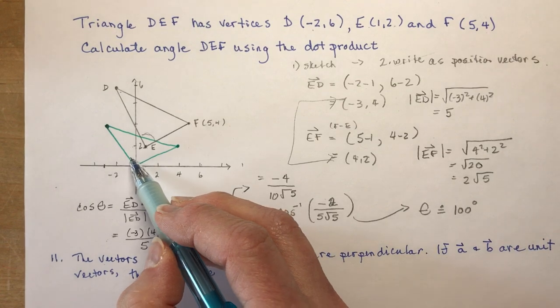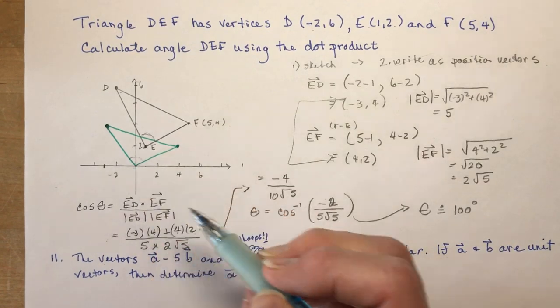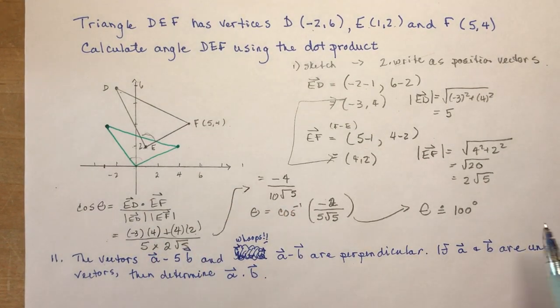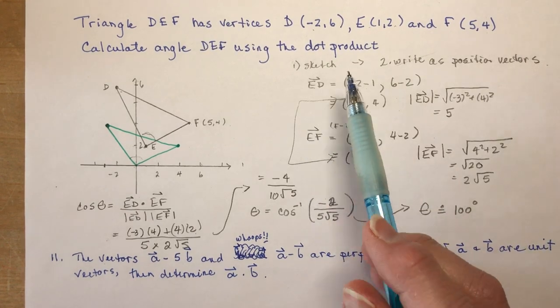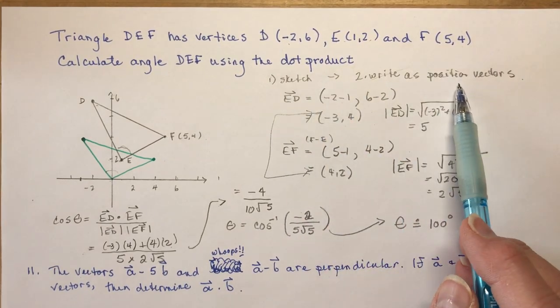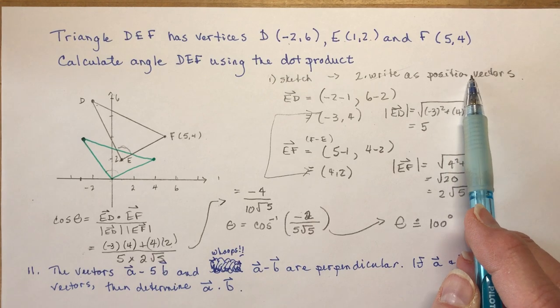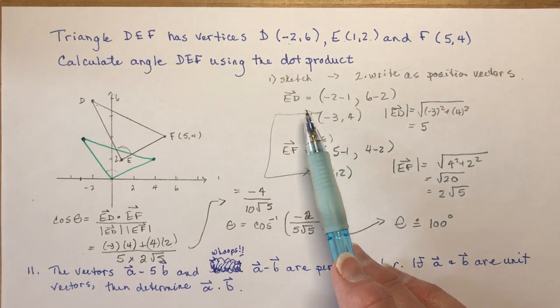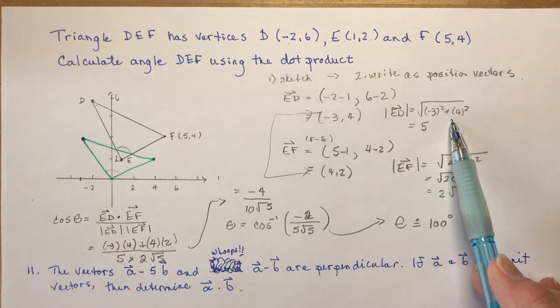And that kind of looks right, doesn't it? It's a little more than perpendicular. Okay, so remember that you had to sketch it. You had to write it as position vectors, all the position vectors. You needed to find ED, EF, the magnitude of each of them.